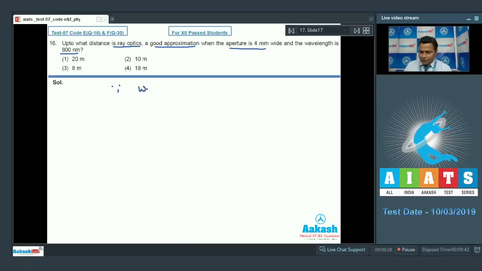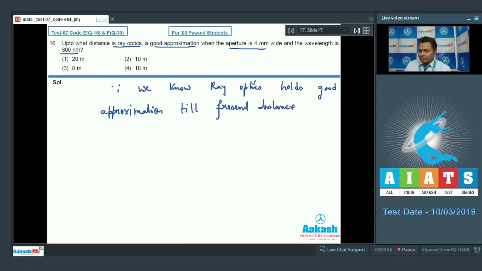Since we know that ray optics holds a good approximation till Fresnel distance, and this Fresnel distance is given by ZF, that is equal to A square divided by lambda, where A is the size of aperture given here, lambda is the wavelength of light, this is also given here.